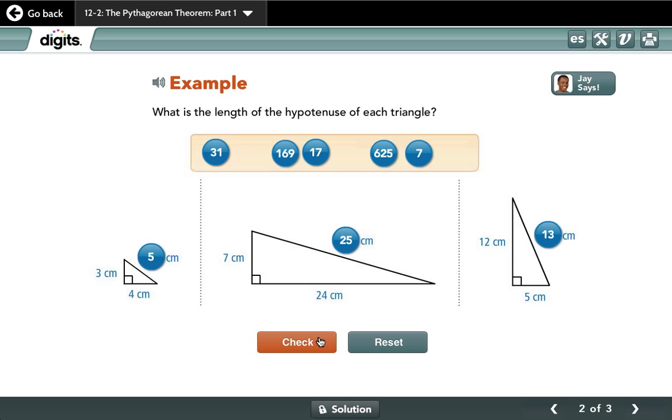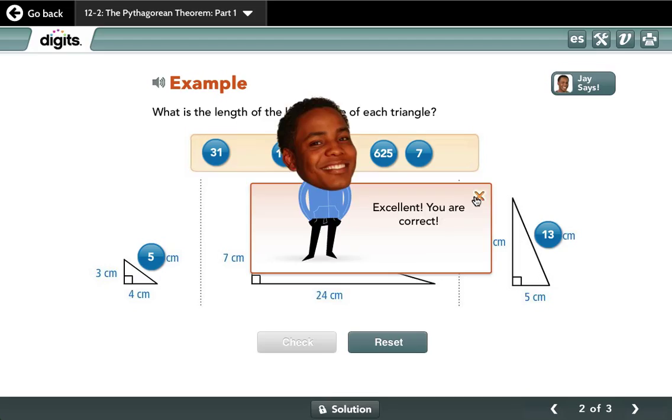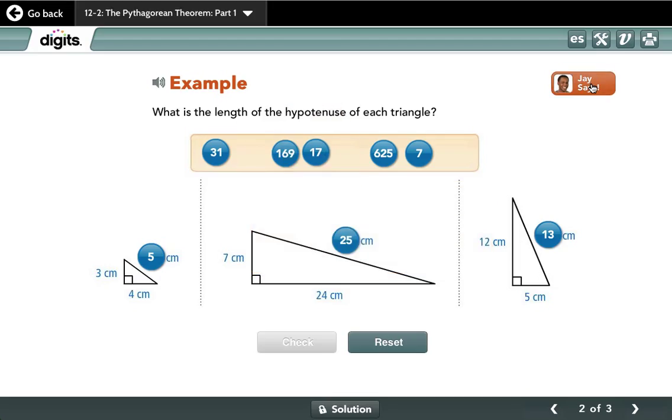And when you get it correct, he does a little bobblehead. There you go. This is a J says. J is a narrator.